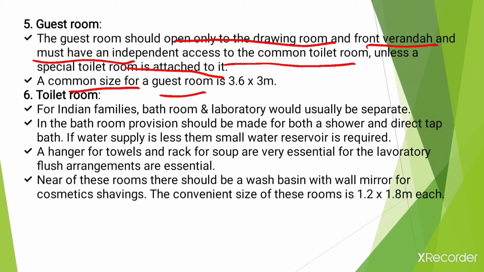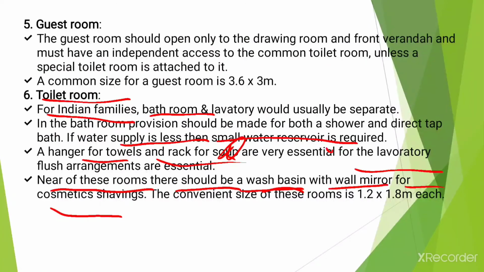Then the next room, that is the toilet room. For Indian families, the bathroom and lavatory would usually be separate, and in the bathroom provision should be made for both shower and direct tap bath. Then a hanger for towels and a rack for soap are very essential. For the lavatory, flush arrangements are essential. Near these rooms there should be a wash basin with a wall mirror, and racks for cosmetics and shaving sets. The convenient size of these rooms is about 1.2 by 1.8 meters each.